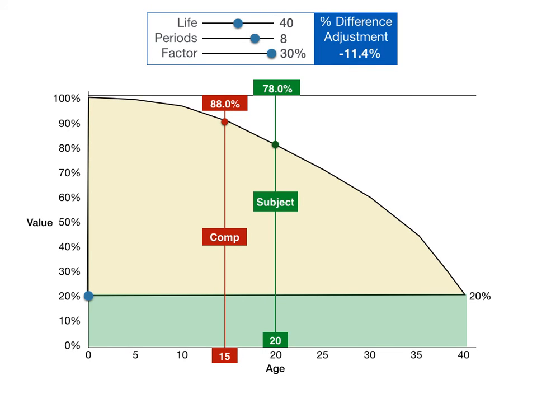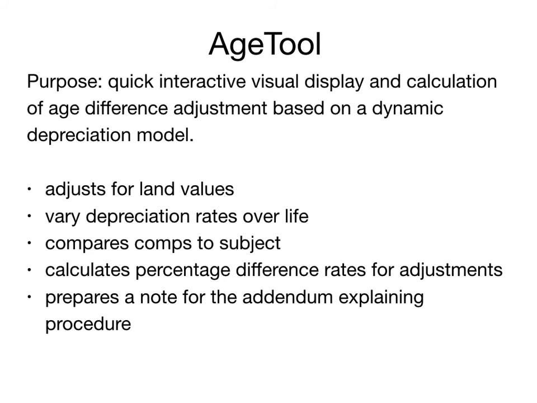So that is our aging tool. The purpose of the aging tool is to give a quick, interactive visual display and calculation of age difference adjustment based on a dynamic depreciation model. First, it adjusts for land values. That's easy to do, up and down. Then you can vary the depreciation rates over the life.